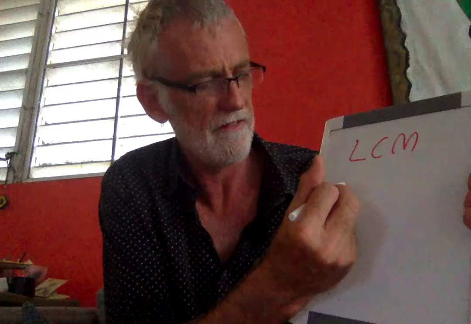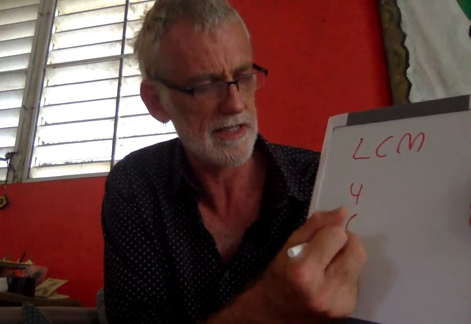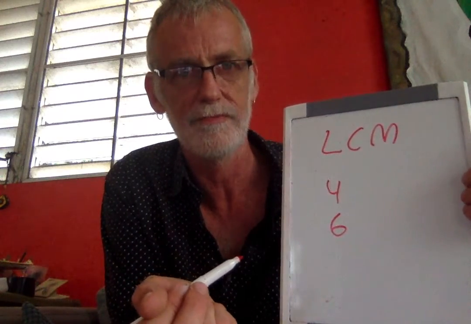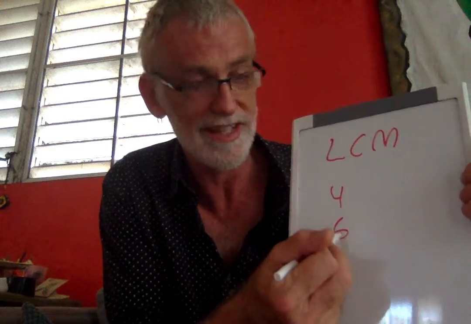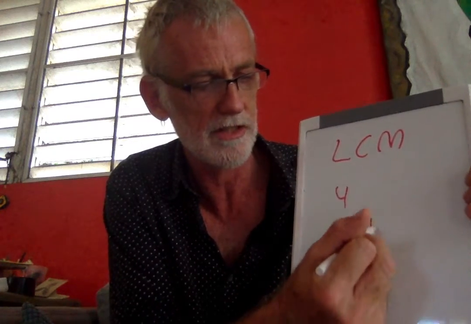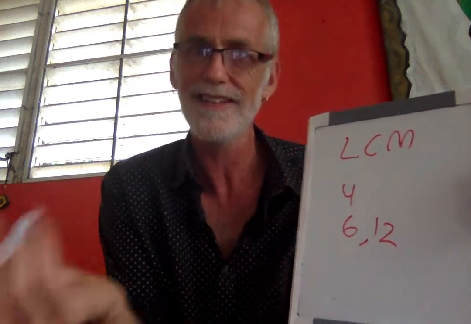Let's do one more, what the heck. Let's do 4 and 6. This is going to be an easy one. Can 4 go into 6? No. Go to the next multiple of the bigger one. 6, 12. Can 4 go into 12? Yeah, you're done.